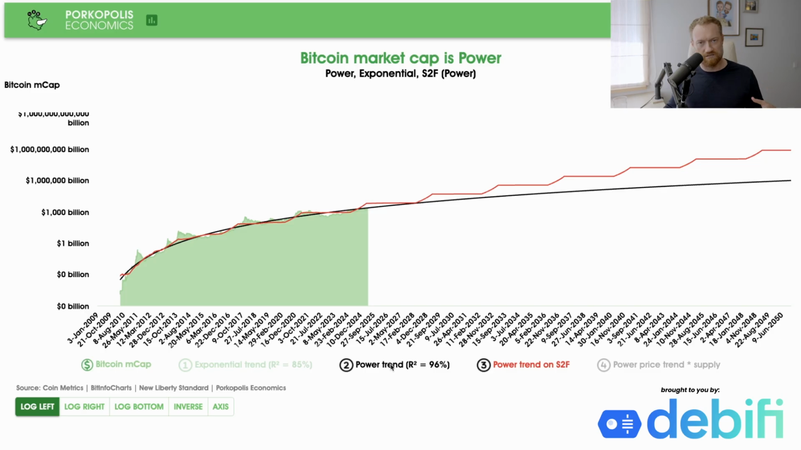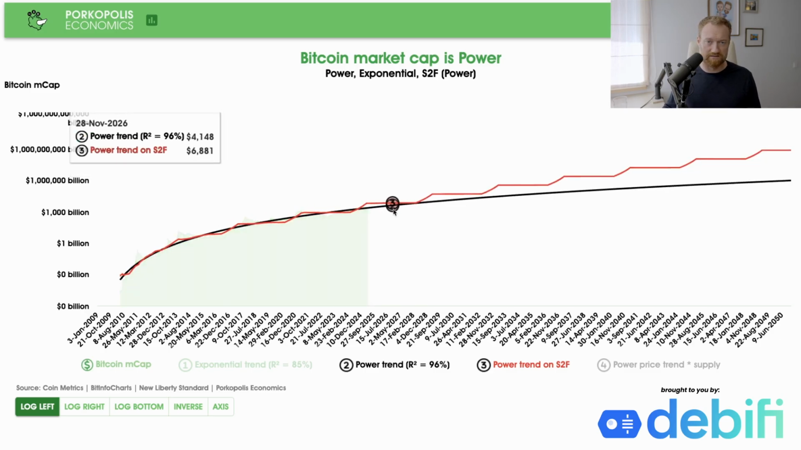So price and time, which is the power curve, is this beautifully curved, concave down curve, which at the moment is increasing about 45% per year. 45% per year is the slope of this black line, and it will decrease over time. The power trend, the x-axis, where you could say price, or it's actually done on the market cap, was the original paper from Plan B back in 2019.